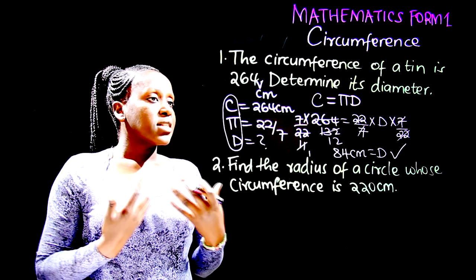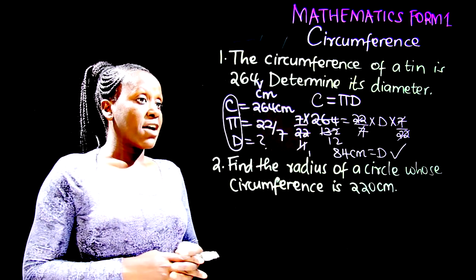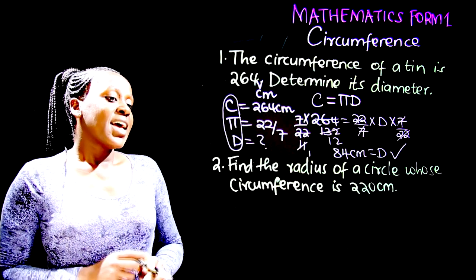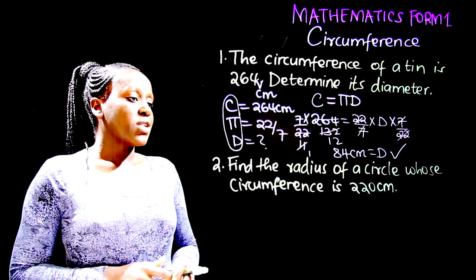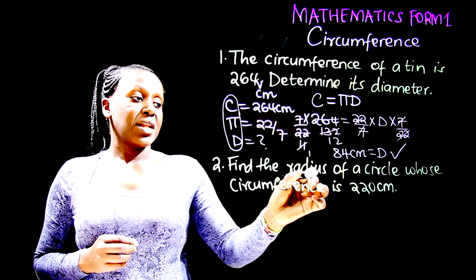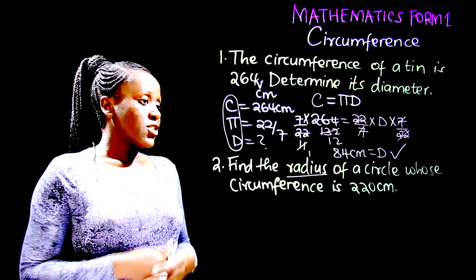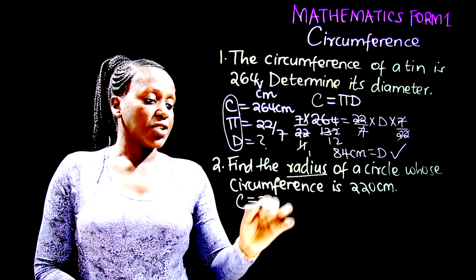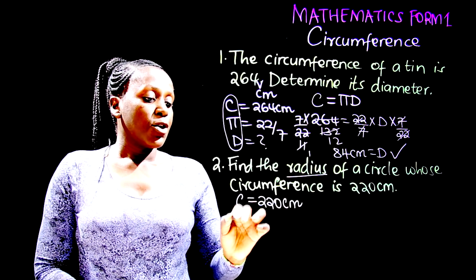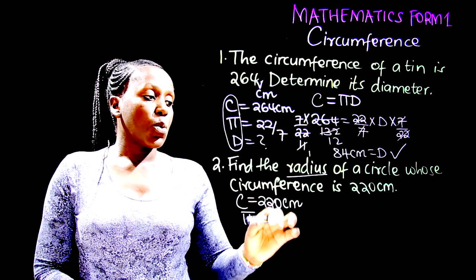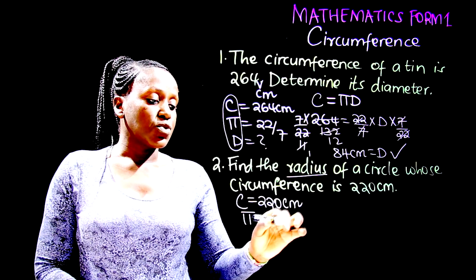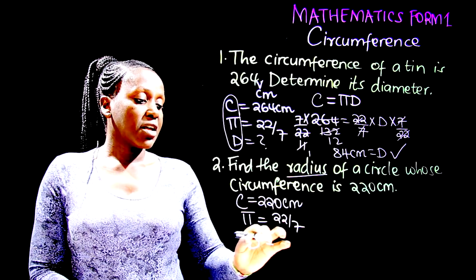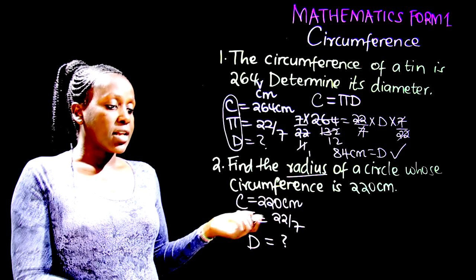So there it's just a matter of substituting the values that we have in the formula and then working out the rest. Now in the other question, we are required to determine the radius now, not the diameter. The radius of a circle whose circumference is equal to 220 centimeters. We know that pi is equal to 22/7. Now we can go ahead and get the diameter first. Then from the diameter, we get the radius.